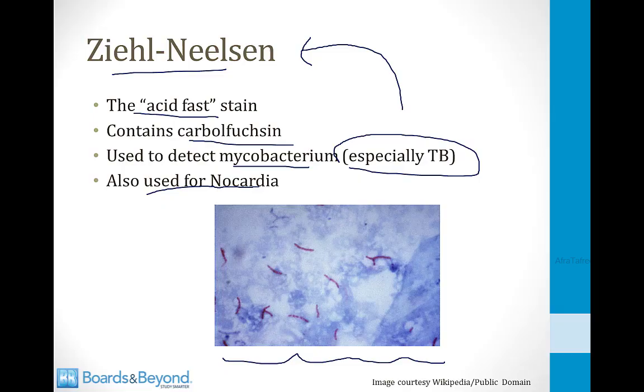Initially, all the bacteria will take up the carbol fuchsin and turn purple, but then the acid decolorizer will wash it away from all the bacteria except the ones that are acid-fast, like these on the screen.